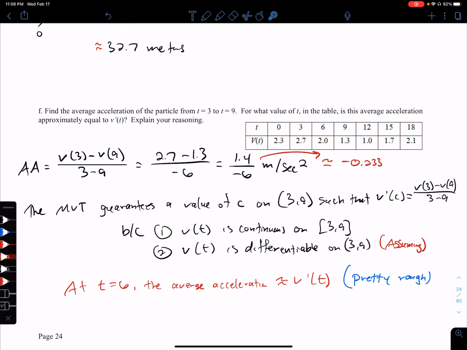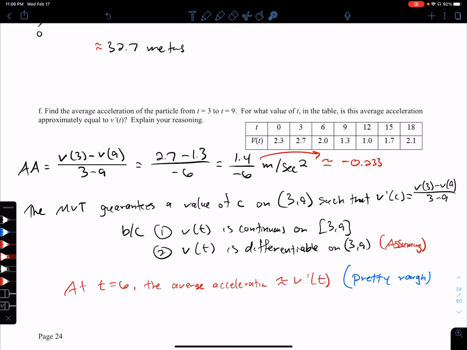All excuses. So to reemphasize this, to take a horse that's dead and beat it until it's even more dead. The change in v here is negative 0.7. The change in t here is 3. 0.7 divided by 3. You know, we're in the neighborhood here.